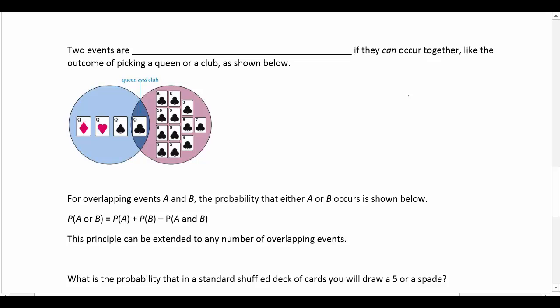Alright, two events are considered overlapping if they can occur together, as illustrated in the Venn diagram below. This is like picking a queen or a club. It is possible to get an outcome that is a queen and a club. And the formula for this, as far as how to find the or, is we add the individual probabilities and then we subtract off the and probability, the likelihood of both happening.